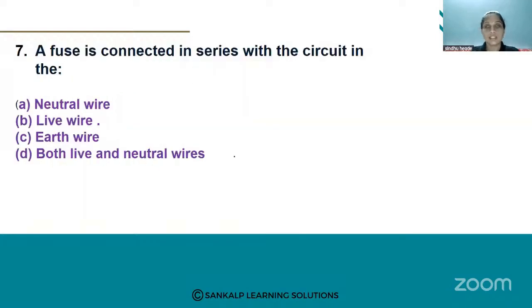Next one, seventh one. A fuse is connected in series with the circuit. The fuse is connected in series with which component of the circuit? Whether it is the neutral wire, live wire, earth wire, or both live and earth wires. As we studied, a fuse is always connected in series with the live wire, right? So option B is correct.